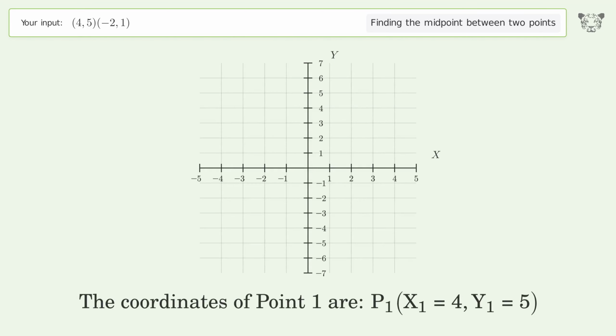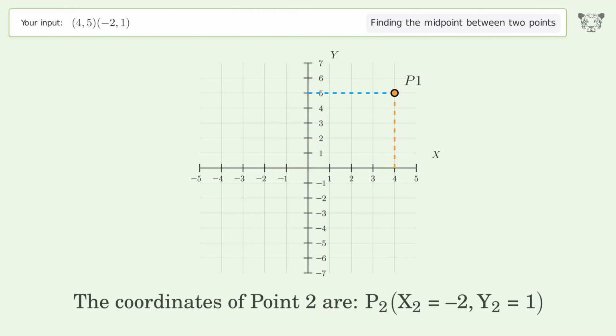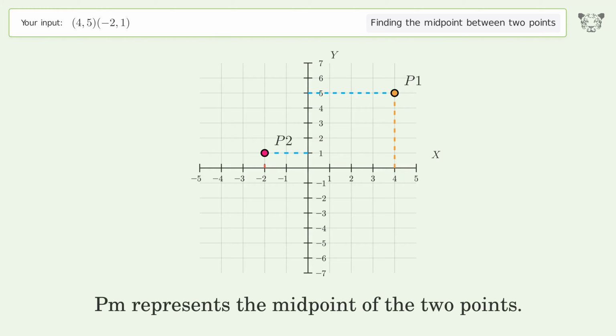The coordinates of point 1 are x1 equals 4, y1 equals 5. The coordinates of point 2 are x2 equals -2, y2 equals 1. PM represents the midpoint of the 2 points.